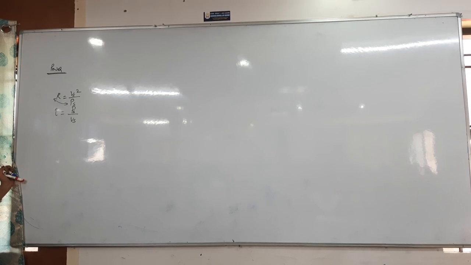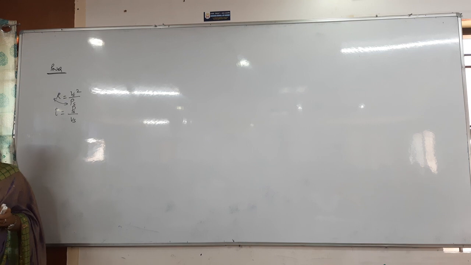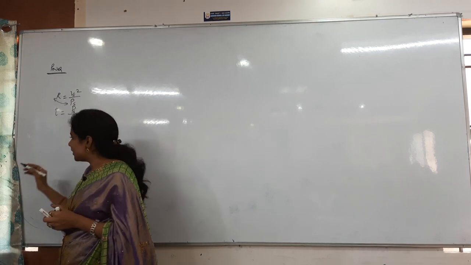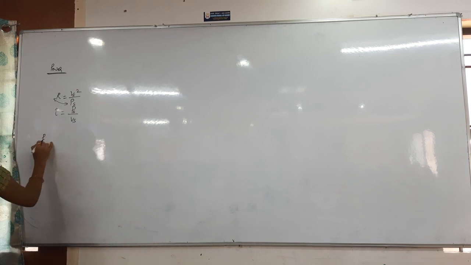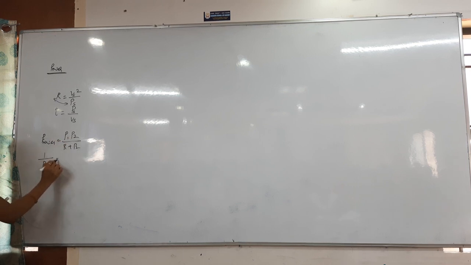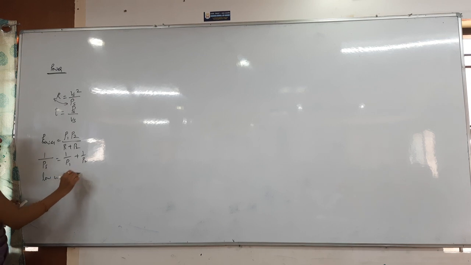In parallel combinations... in series combination, which bulb will give more brightness? Less wattage bulb will give more brightness. And what is the equivalent power in that? P series is equals to what is the formula? P1 P2 by P1 plus P2. Otherwise 1 by P series is equals to 1 by P1 plus 1 by P2. Low wattage gives you more brightness, otherwise more power consumption will be there in the low wattage bulb.